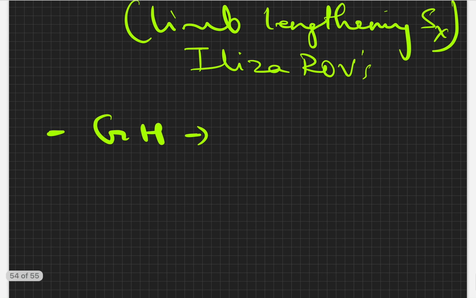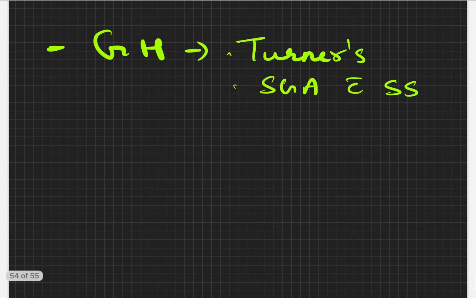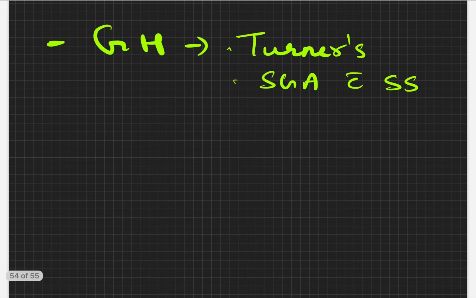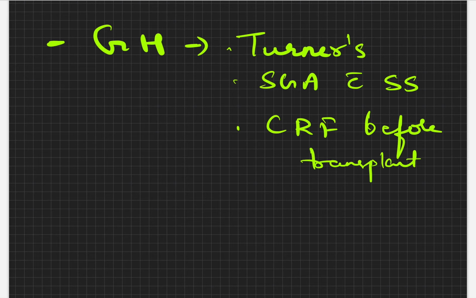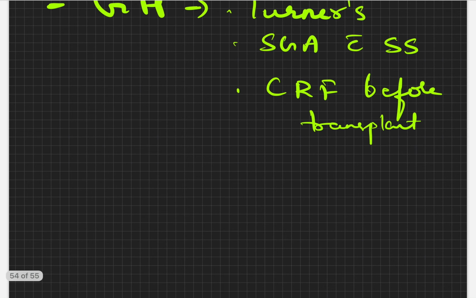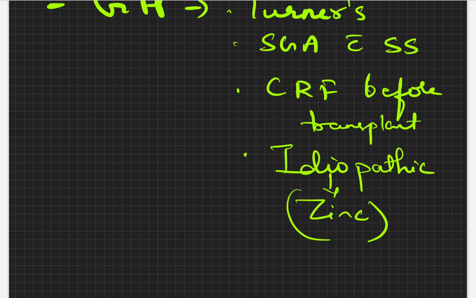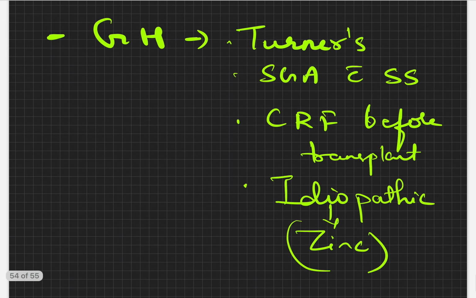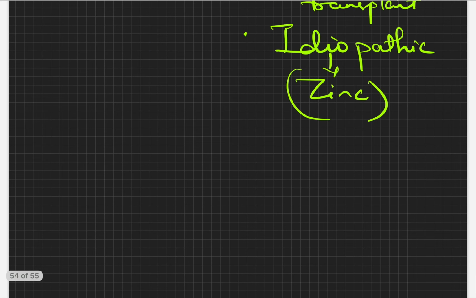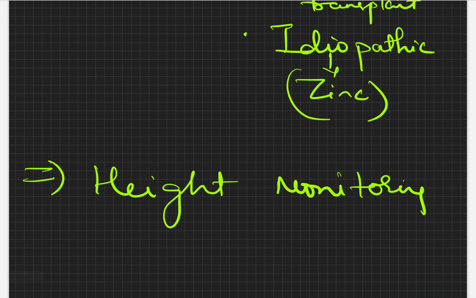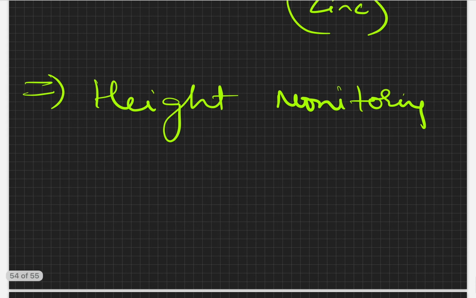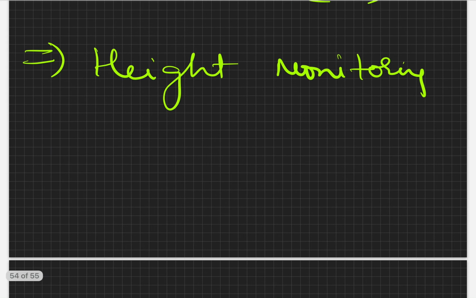And growth hormone. Growth hormone is given for Turner syndrome, small for gestational age with short stature and not having catch-up growth adequately. In chronic renal failure, before transplant we need to give growth hormone. And in idiopathic short stature we give growth hormone therapy. And in idiopathic we can also give zinc as a treatment. One of the side effects of growth hormone is pseudotumor cerebri. And we need to do regular height monitoring in the patient on treatment with short stature.